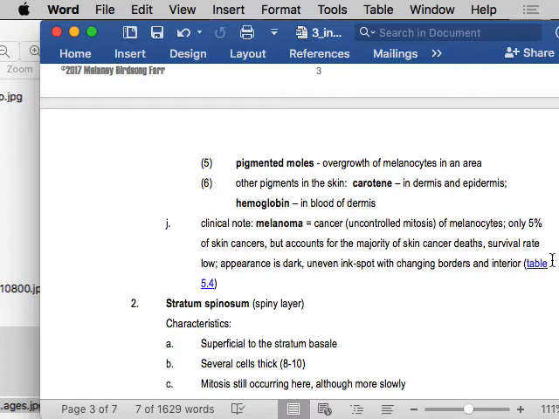I would like for you to understand that there is a genetic predisposition to all of the types of skin cancer. So if you know someone in your family with melanoma, pay more attention to your skin, not less attention to your skin.